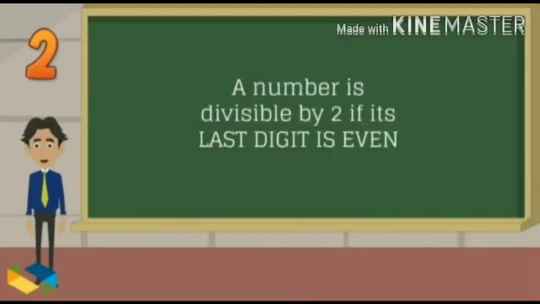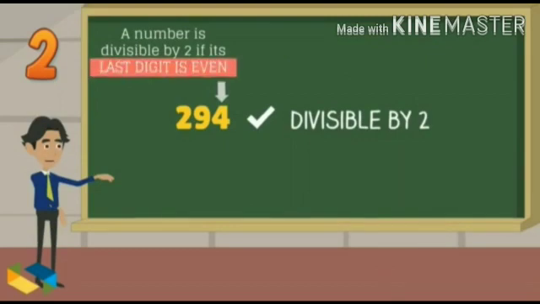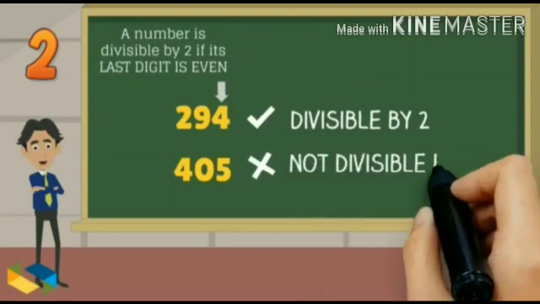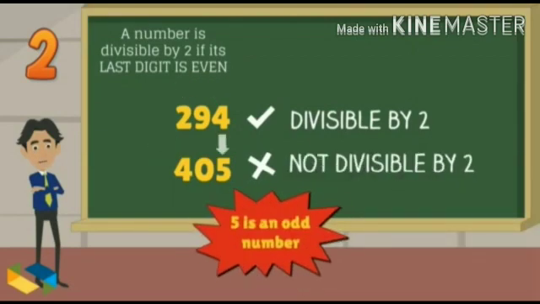A number is divisible by 2 if its last digit is even. For example, 294 is divisible by 2 because 4 here, which is the last digit, is an even number. On the other hand, 405 is not divisible by 2 as its last digit 5 is an odd number.